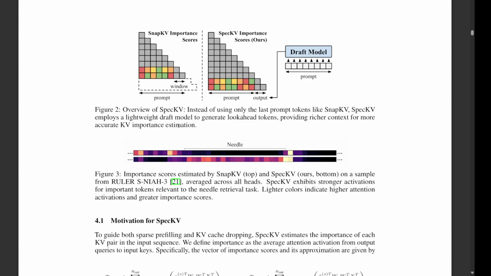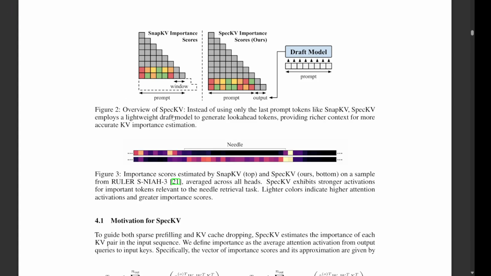And it's not just intuition, they back it up with theory. Theorem 1 shows the error in SpecKV's importance scores is basically proportional to how much the draft's outputs differ from the target's outputs. So if the draft is a good predictor of the target's next tokens, its importance scores for the cache will also be reliable. Gives it a solid mathematical footing.